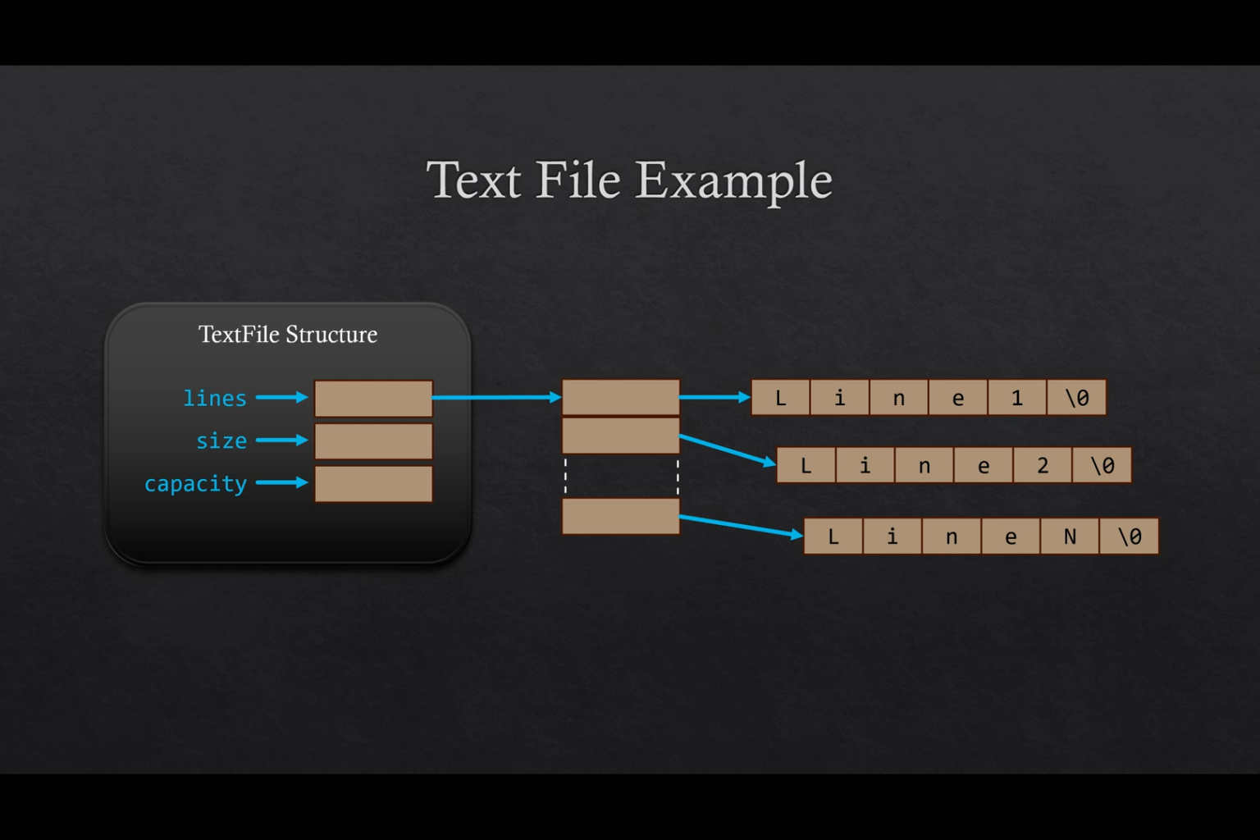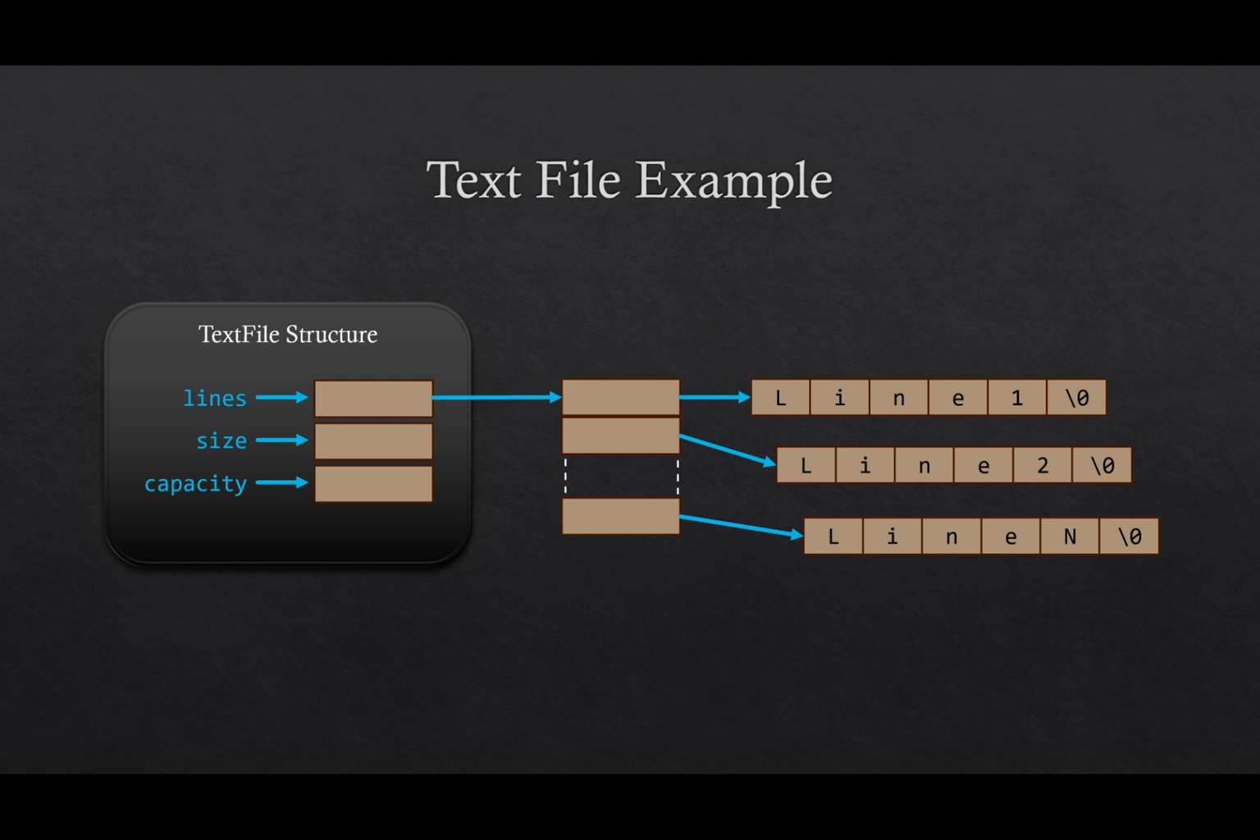So our text file structure is going to have three members. It's going to have a lines member, which is a pointer to an array of pointers. And each of those pointers will then point to a null terminated string, which is allocated on the heap. So both the array of pointers itself is allocated on the heap, and then each of the pointers in that array points to another heap allocated object, as shown in the diagram here. So lines points to a heap allocated array, and each element of that heap allocated array is a pointer to a heap allocated character array.